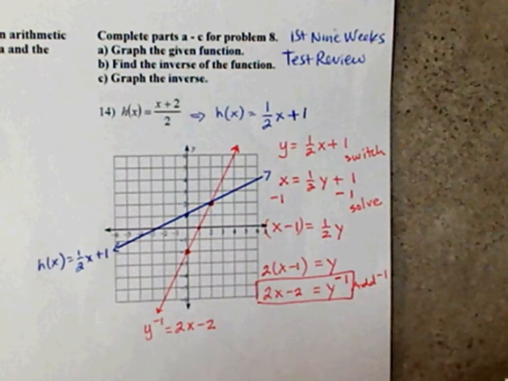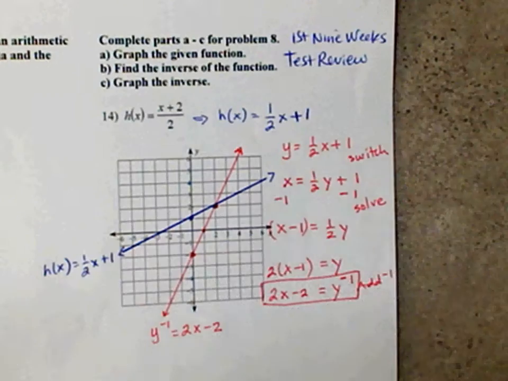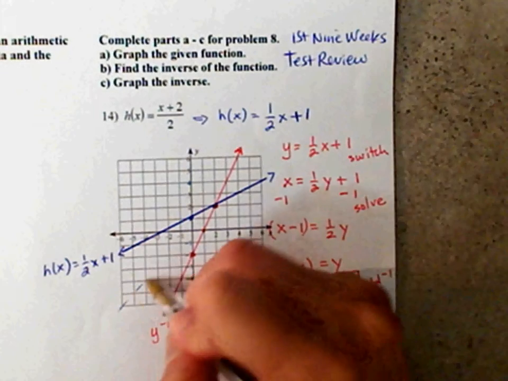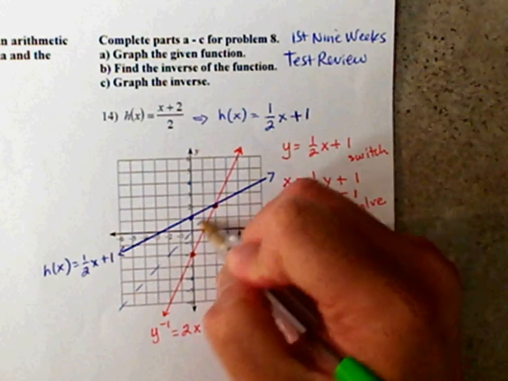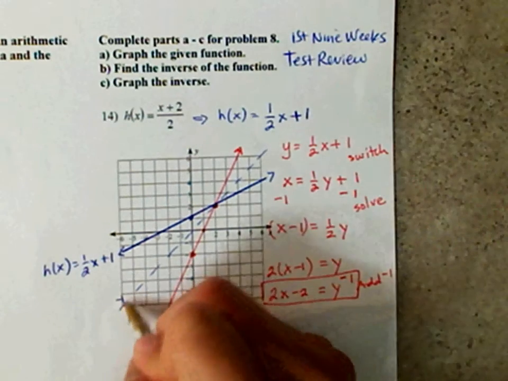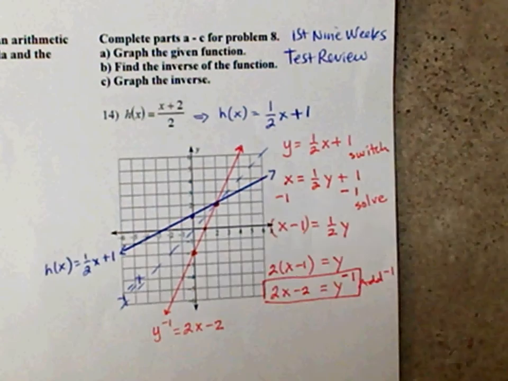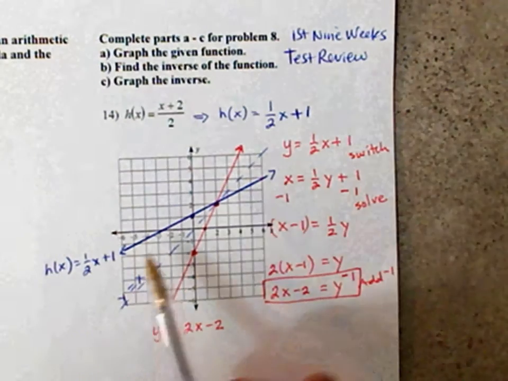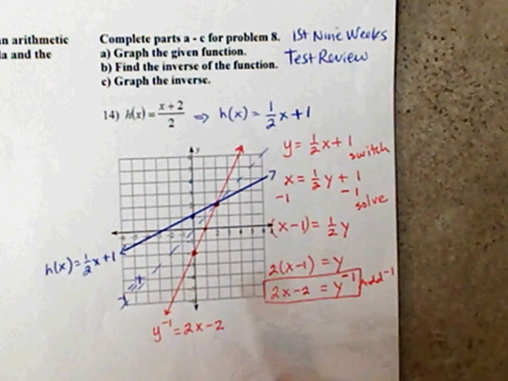Okay? And you can always check to see if it's right or not. If you will notice, an inverse is always a mirror image across the line y is equal to x. And there you have your function and your inverse function.